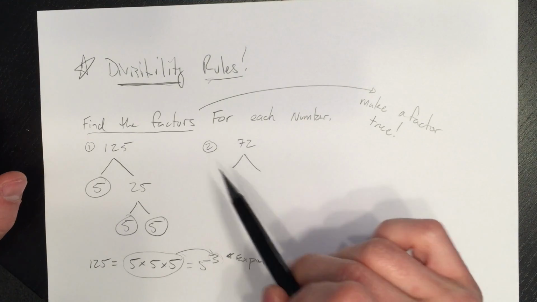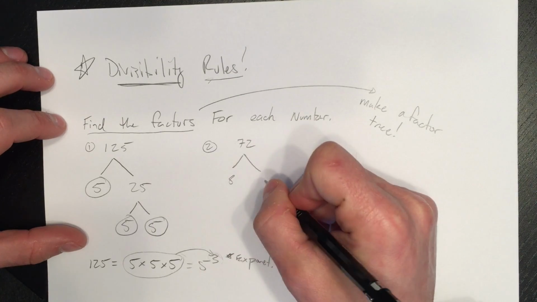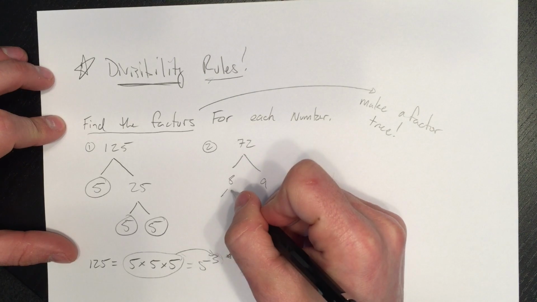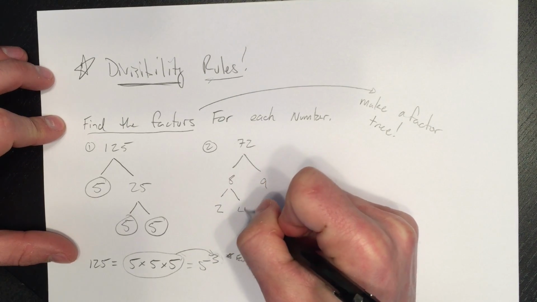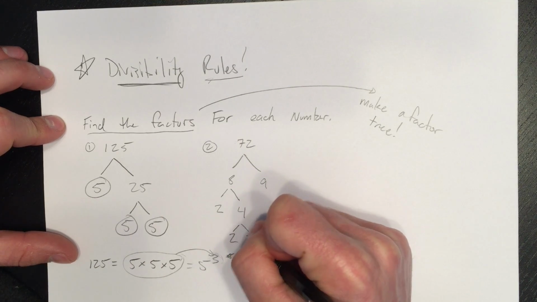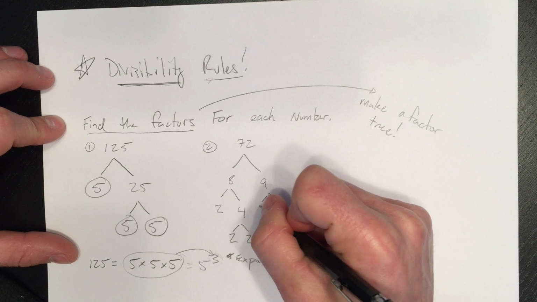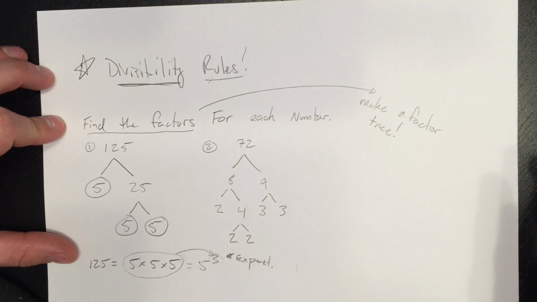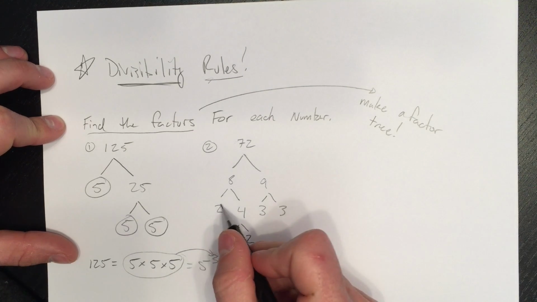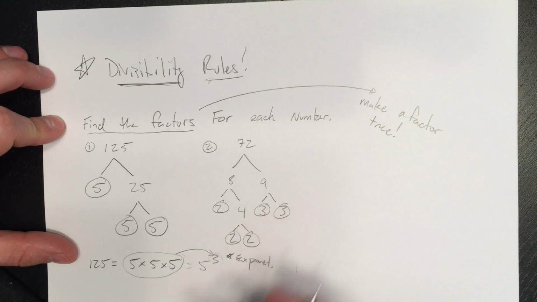Okay, so now let's do 72. All right, 72 is 8 multiplied by 9. 8 can be broken down into 2 and 4. 4 can be broken down into 2 and 2. All right, and 9 can be broken down into 3 and 3. Okay, so our factors are, let's circle everything at the ends of the branches here. 3, 3, 2, 2, and 2.